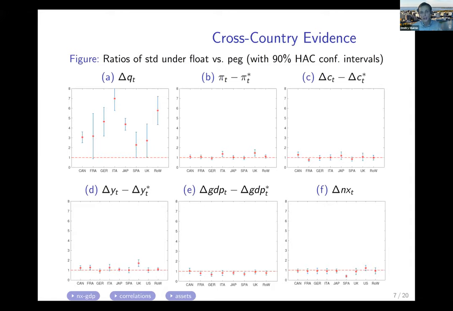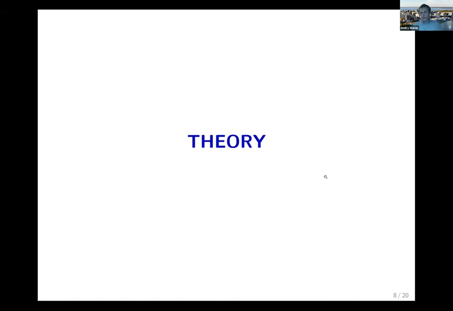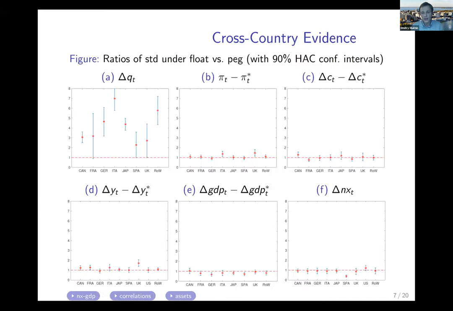We can compute the standard deviation under the peg and under the float. We can take the ratio of the two and construct the confidence intervals. And so again, we find that for each individual economy in our sample, there's a significant and large change in the volatility of the exchange rates, while the ratios for all other macro variables across all countries are close to one. They are not statistically significantly different from one in most cases. Okay, so this is kind of the base.